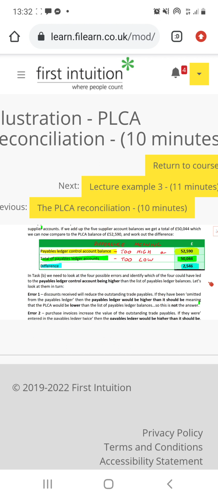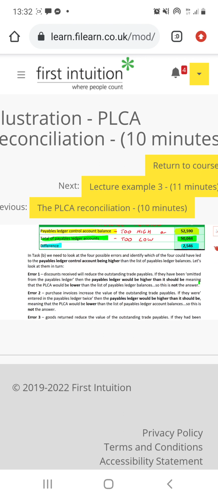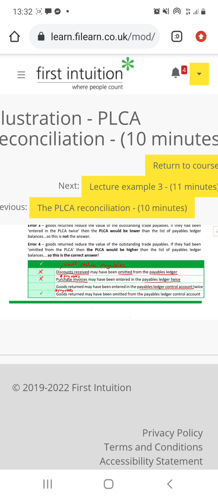Well, that's not the scenario here, okay? At the moment, the payables ledger control account balance, that 52,590, is bigger. So if there were double credit notes in there, and I then stripped out a load of the credit notes that we posted twice, that 52,590 number's going to increase. So again, it's going to make this difference bigger, not smaller, so it cannot be that one.